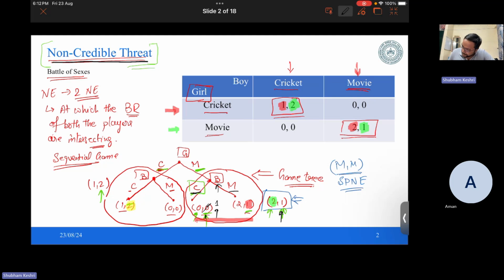When his utility over here is 0 and he is saying I will not play movie, I will threaten you by playing cricket, this is not credible, because the girl knows that his utility is more if he plays movie instead of what he will get when he plays cricket. Therefore, he will always play movie when the girl plays movie. Right? So this is what the idea of non-credible threat is.